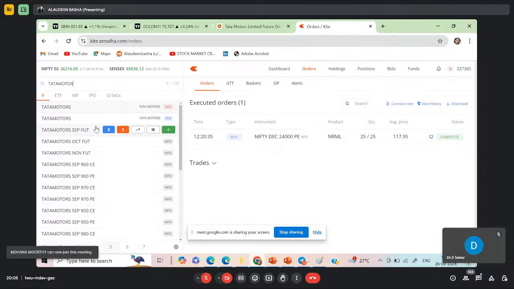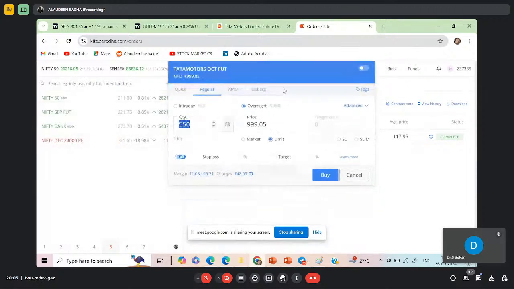But indices have weekly expiry also, so you can ignore that. Generally, monthly expiry is the last Thursday of every month. I think today is the last expiry of September, so I'll move on to October. I just click here to buy. How many quantity? 550. How many lots? 1 lot.